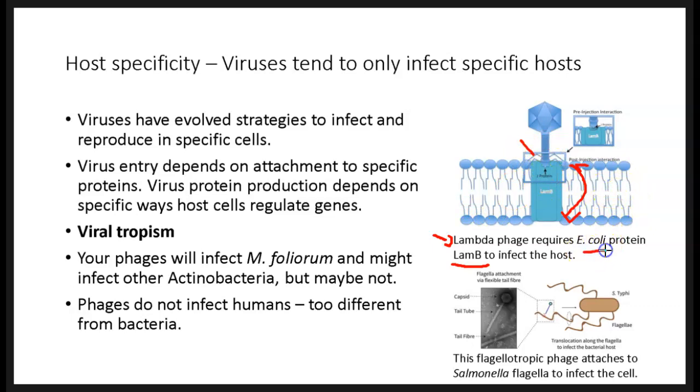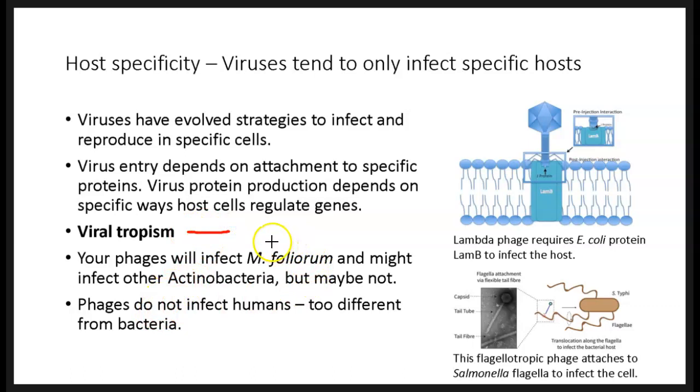Other bacteria that don't produce this LAMB protein can't be infected by lambda because there isn't that specific interaction between the tail fibers and the protein that let the phage attach and inject its DNA. In fact, if we delete or engineer E. coli to get rid of this LAMB gene, then they become immune from lambda phage infection. Right, so viruses are specifically adapted to their hosts. And this is a property that we call viral tropism.